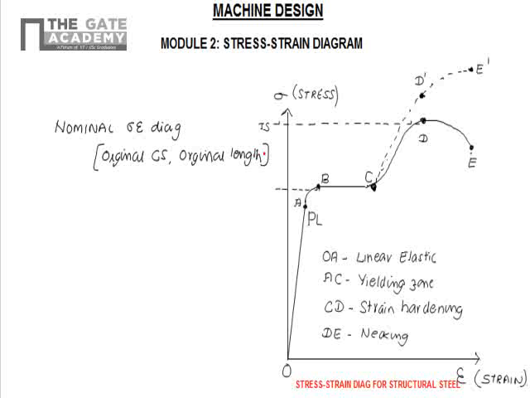Now similarly, if you use the instantaneous length and the instantaneous cross-sectional area, that is, if at each instant of load we calculate the area and the length, they are called the instantaneous area and instantaneous length. And if instantaneous area and length are used for calculating the stress strain diagram, then it is called a true stress strain diagram.